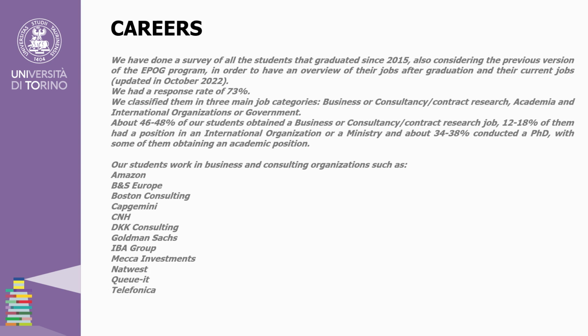We classified them in three main job categories: business or consultancy or contract research, academia, and international organizations or government. About 46 to 48% of our students obtained a business or consultancy research job. 12 to 18% of them had a position in an international organization or a ministry, and about 38% conducted a PhD, with some of them obtaining academic positions. Here in the slides you can see a list of the main organizations in which our former students are working.